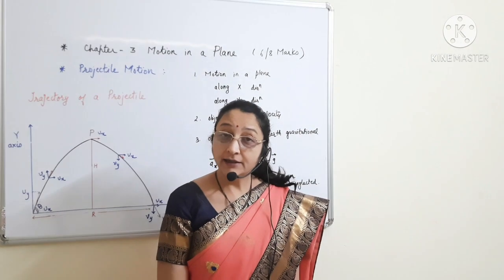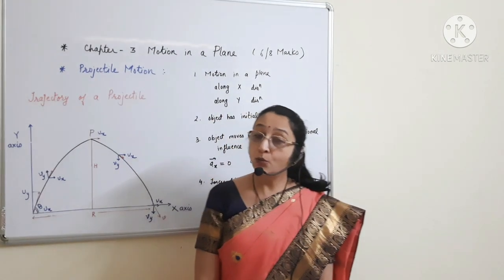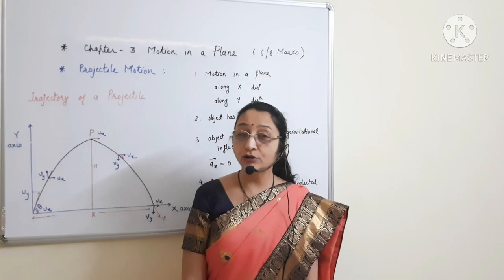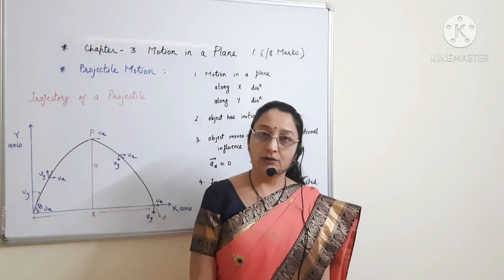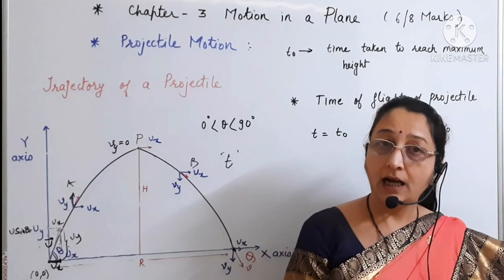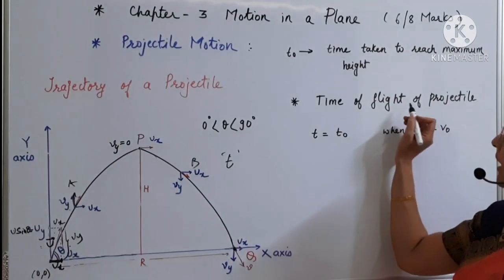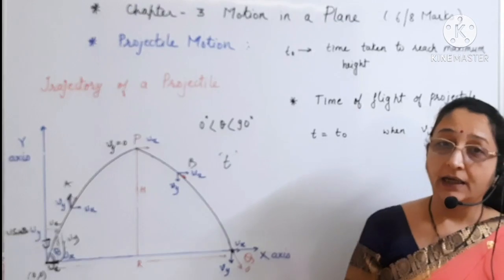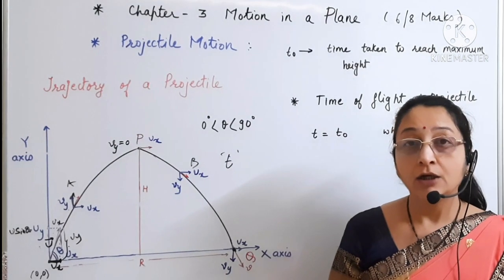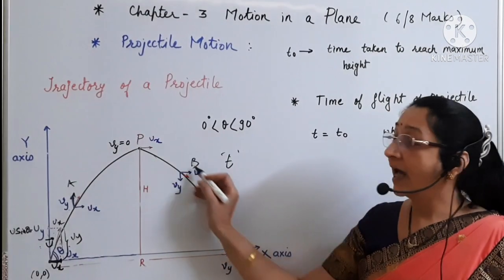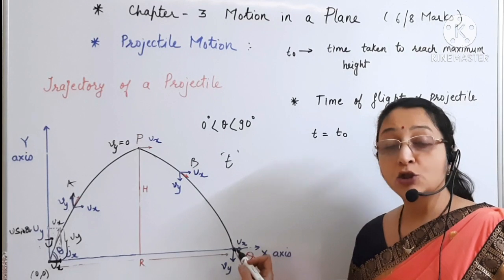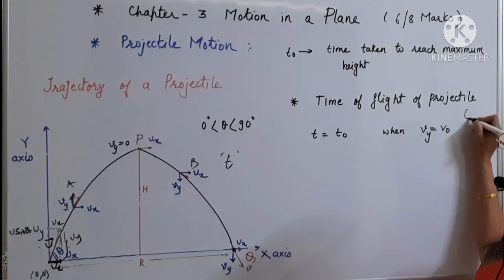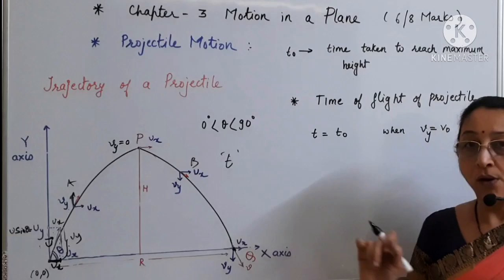Hello friends, we are discussing the third chapter, that is motion in a plane, and today's point is we are going to discuss projectile motion. We are going to discuss the time of flight of the projectile. The time taken by the projectile to cover the entire trajectory is called the time of flight, and it is denoted by capital T.